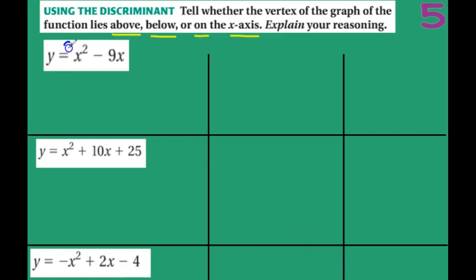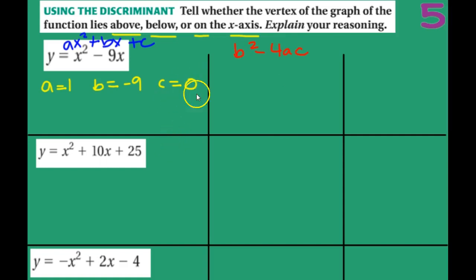First, these are in the form ax squared plus bx plus c. So just identify a, b, and c. A first. There's no number there, it's a 1. B is a negative 9. And c, there's nothing there, it would be 0. So if we interpret the discriminant first, b squared minus 4ac, we'll figure out how many spots this graph touches the x-axis.